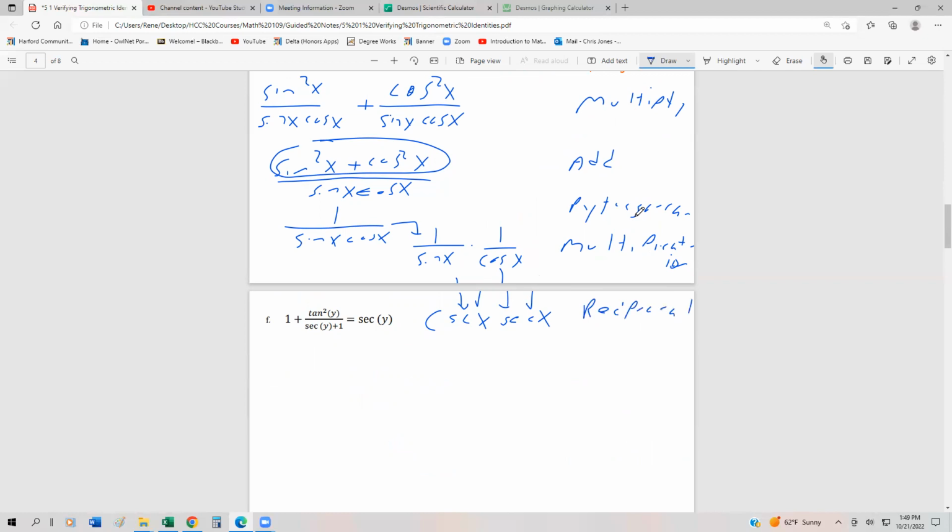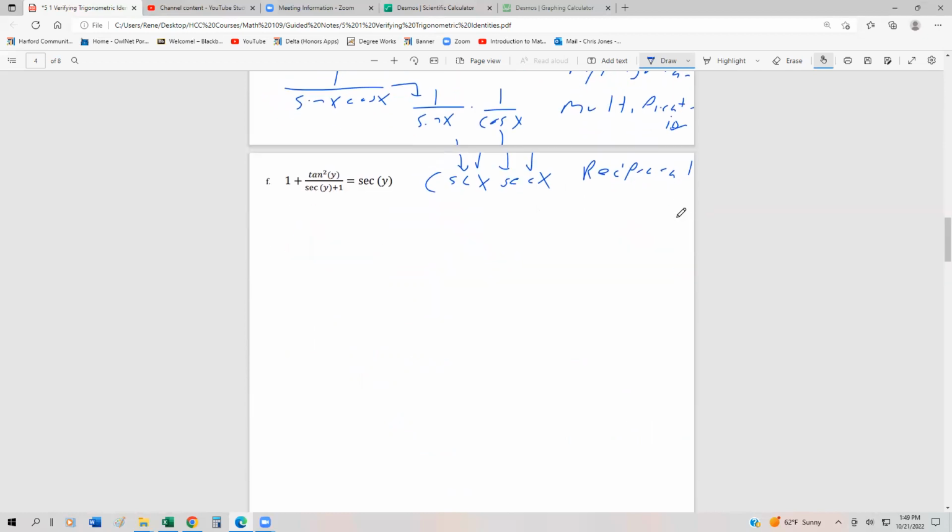All right, one last example in this video, and this is a pretty sneaky one. We have this 1 plus tan square over sec y plus 1. Now, what we can do first is get a common denominator, okay? And clearly this is the more difficult side. And remember, you always want to start by manipulating the more difficult side. So the common denominator would be sec y plus 1, all right?